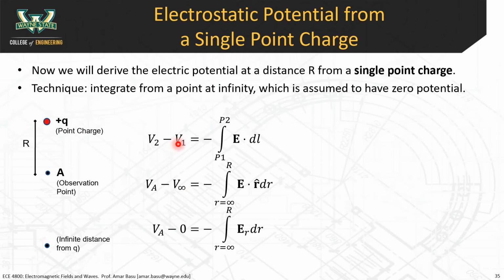So you start out with V2 minus V1, same equation as before. These are all in a line, so you can imagine that this is along the r axis here. I'm going to put that in here. So this is the r axis.